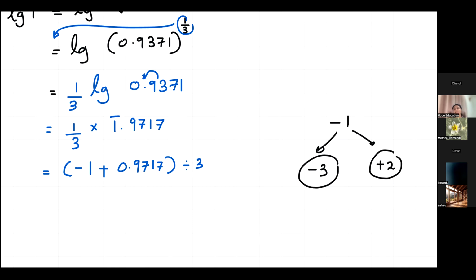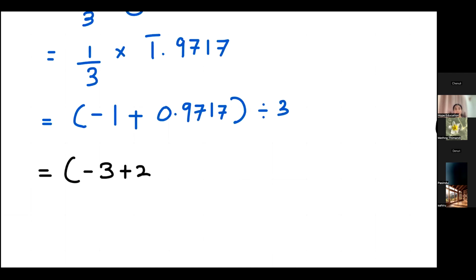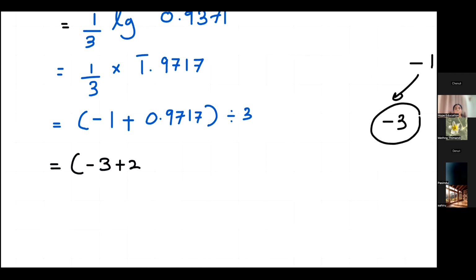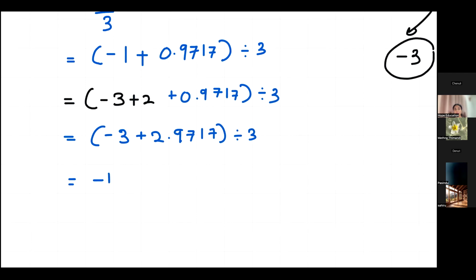-3 plus 2, the answer is -1, right? So that is what you have to write. -3 plus 2. That is how I broke down my negative characteristic, plus 0.9717 divided by 3. So -3 plus 2.9717 divided by 3. So -3, when you divide it by 3, you get -1. 2.9717 we will divide by 3.